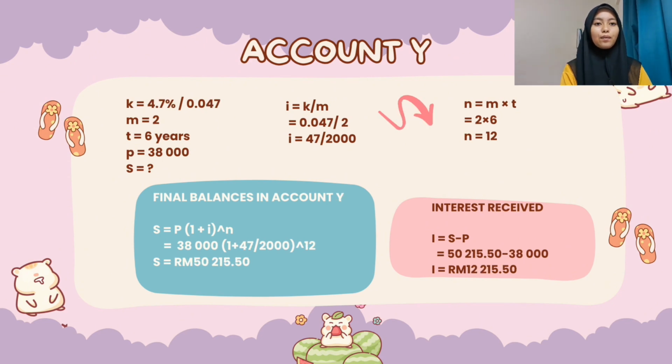We will calculate account Y. Replace all the information into the formula i equals k per m. i equals 0.047 divided by 2 and the answer for i is 47 over 2,000. n equals 2 times 6, so n is 12. Replace into the formula S equals P open bracket 1 plus i close bracket to the power of n, where S equals 38,000 open bracket 1 plus 47 over 2,000 close bracket to the power of 12, and the final balance is 50,250 ringgit and 50 cents.